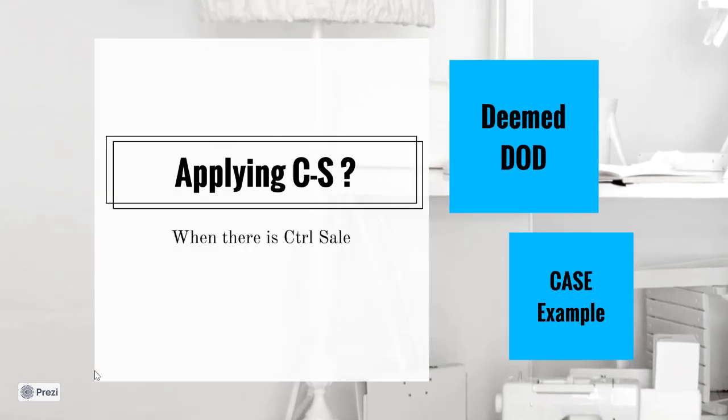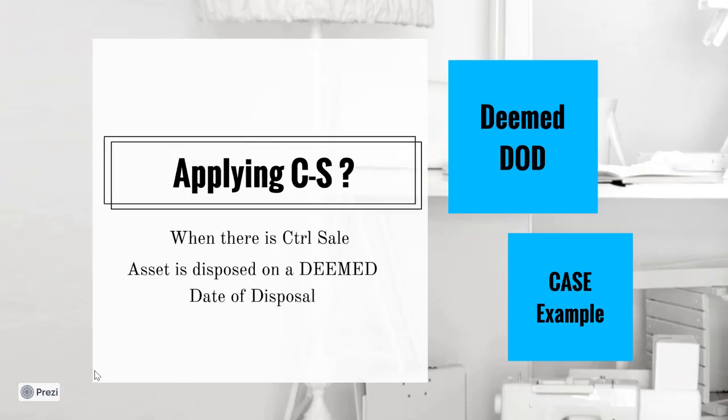When there is a control sale, the asset will be disposed of on the deemed date of disposal. So we're not going to use the actual date of disposal, but the law will deem that the asset is disposed of on a particular date. So how do you get the deemed date of disposal? We said there are 3 steps, right? Now let's just look at the 3 steps.